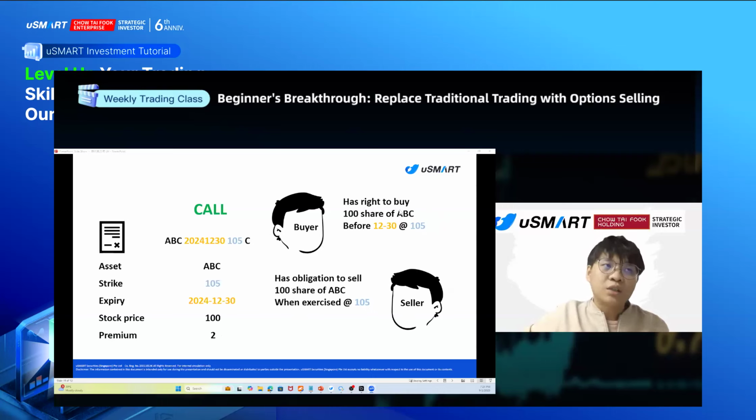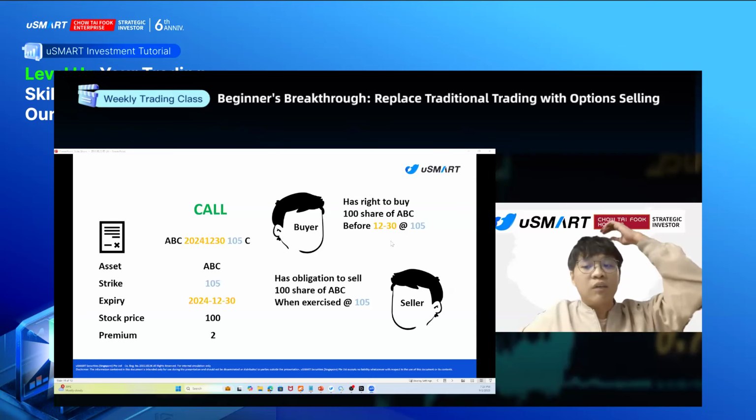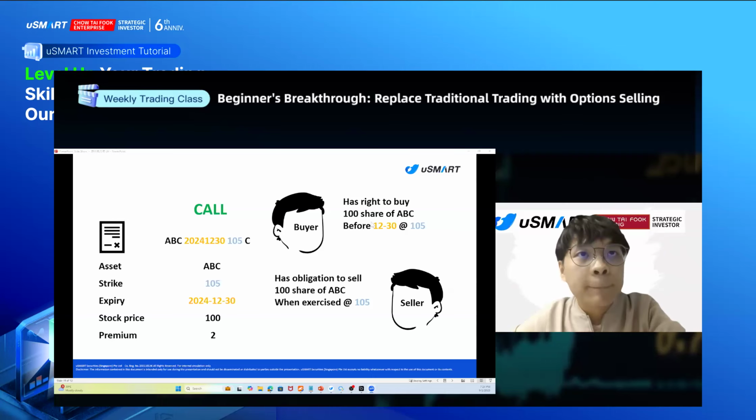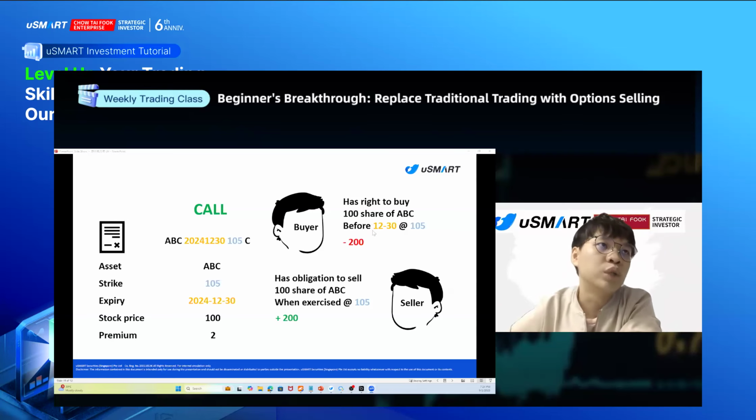Why is it 100 shares? It's because one option is equivalent to 100 shares. So one option gives you control over 100 shares. That is where the leverage comes from. And when the buyer wants to buy the option, you pay $200, because the premium is $2 per share and you are paying for 100 shares. That's why you pay $200. And I, as a seller, will get the $200 immediately when this contract is signed, when this option is bought or sold.